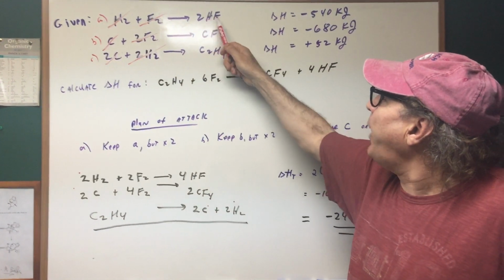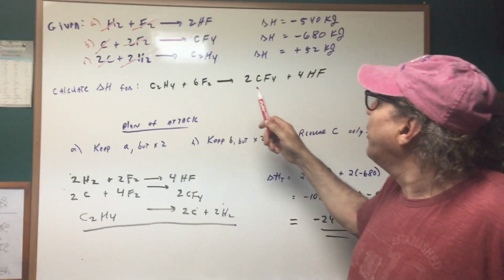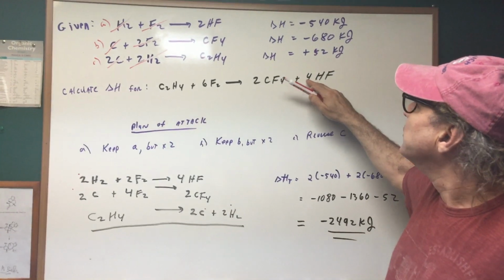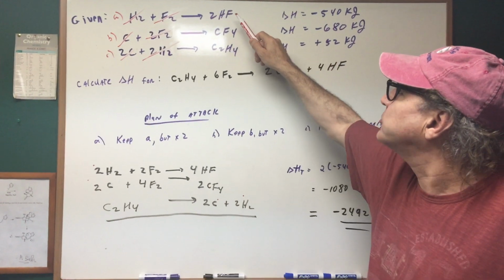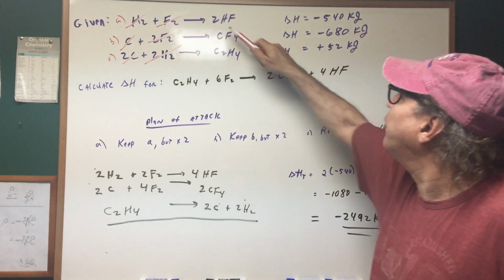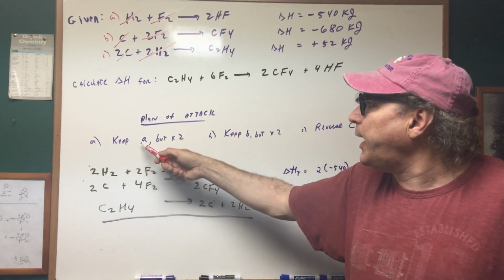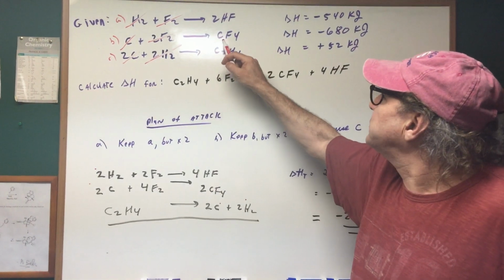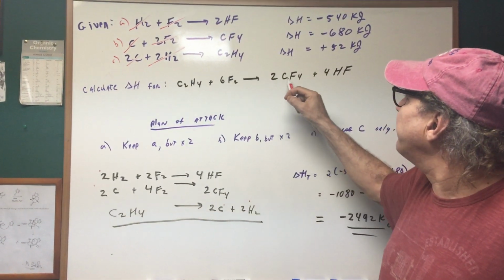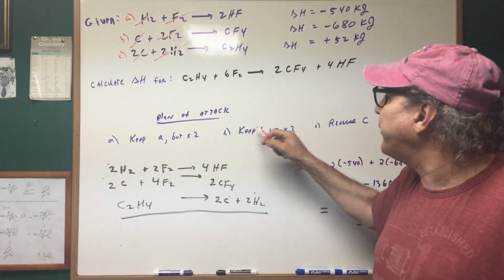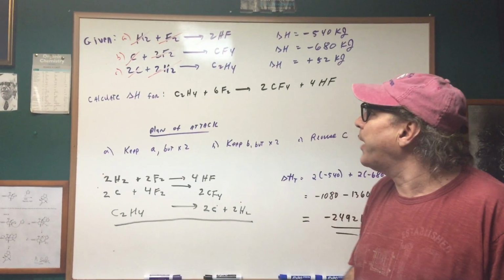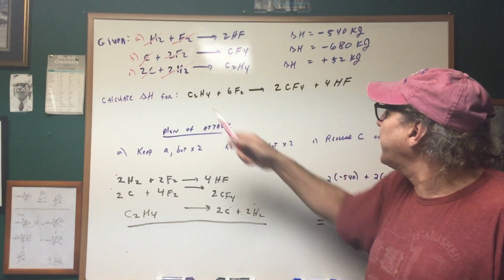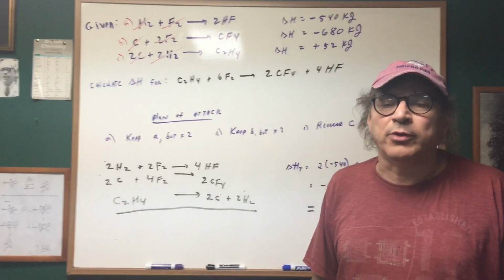Now, there's 2HF on the right side, but in the mother equation, we want a 4. So we're on the correct side, but you need the coefficient 4, you already have a 2. So I'm going to keep A, but times it by 2. Then we go to B. CF4 is on the right side, here it's on the right side, but you need a 2 in front of it. So I'm going to keep B and times it by 2. And finally, C2H4 is on the right side, here it's on the left, so I'm going to reverse C only.